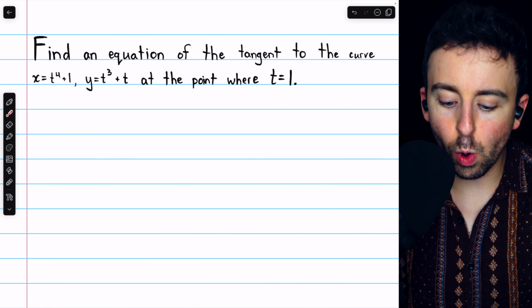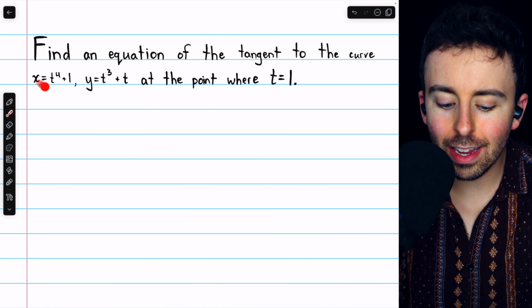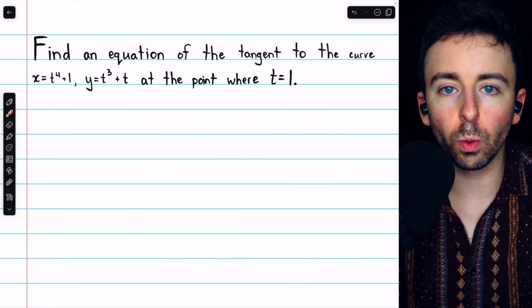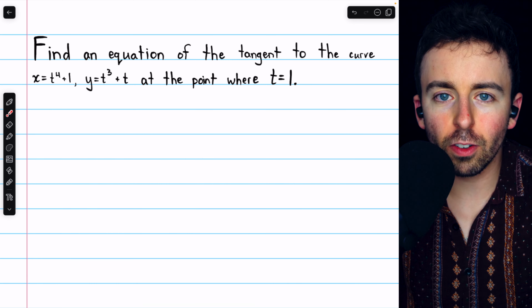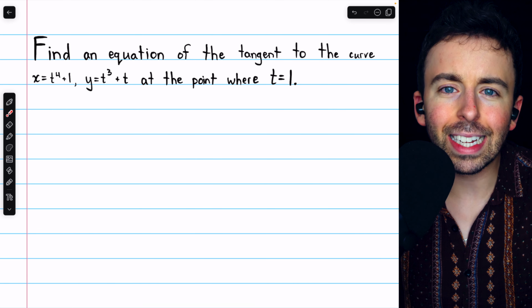Let's find an equation of the tangent line to the curve described by these parametric equations at the point where t is equal to 1. To find the tangent line, we're going to need a point and a slope. Let's begin by finding the point.